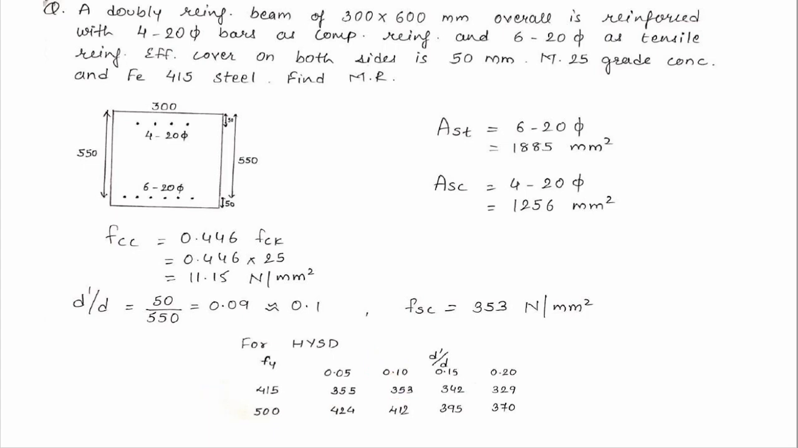353. This is as per the table, but in general cases, in 99% of the sums asked in our G2 examination, the value of FSC will always be 353 Newton per mm square. So you need to remember this value. So the first thing, that is FCC and FSC, has been calculated. Now we will move on to find XU.